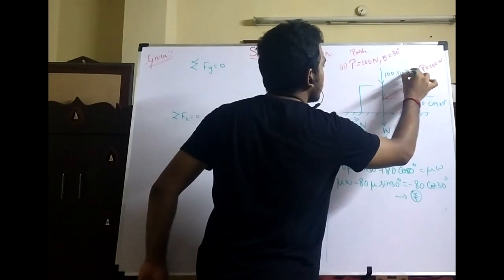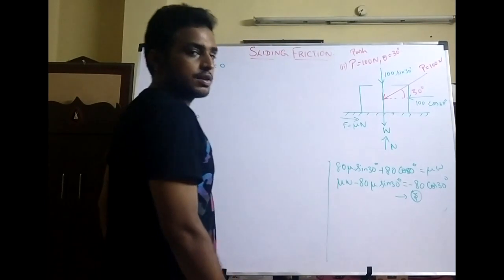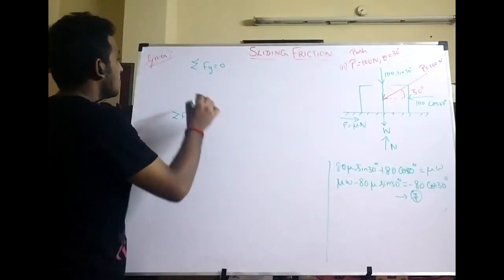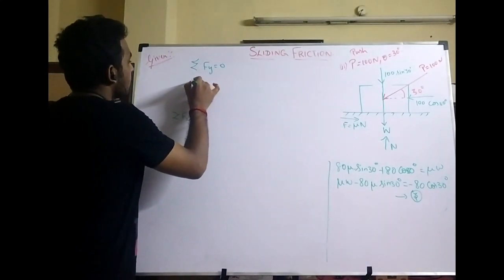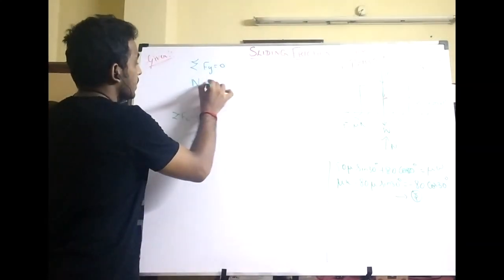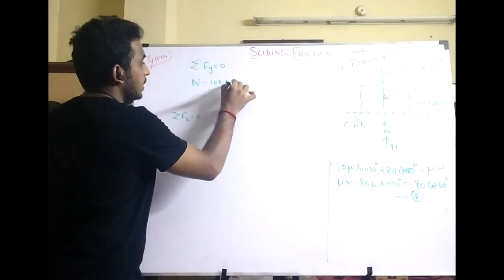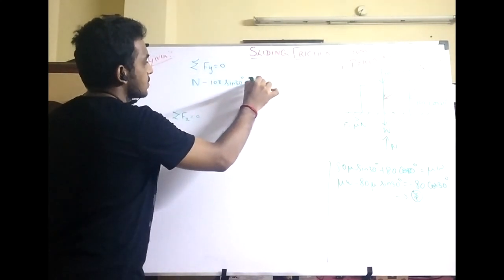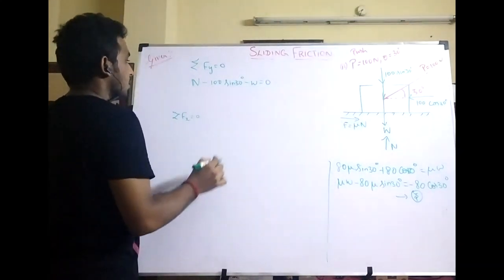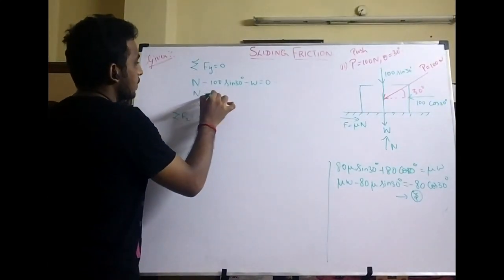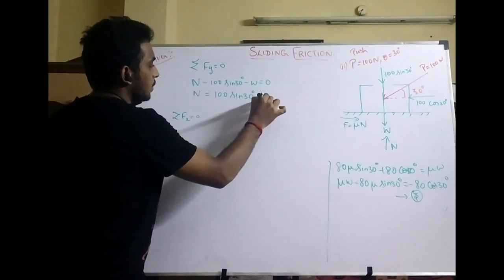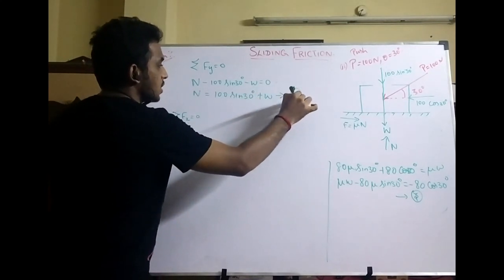and sin 30. So first we will resolve the vertical forces. Vertical forces we have N minus 100 sin 30 minus W is equal to 0. From that we get N is equal to 100 sin 30 plus W. We will take this as our equation number 4.